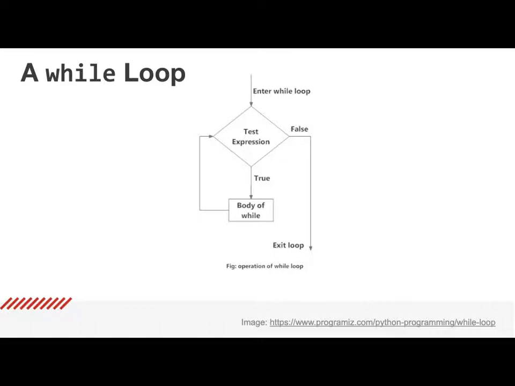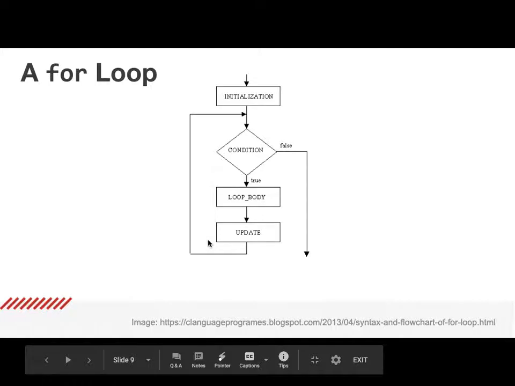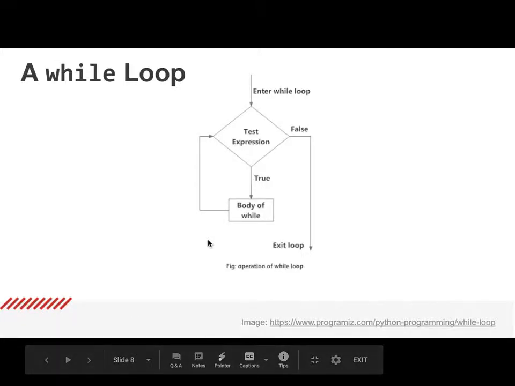So there are two types of loops you can build in JavaScript. The first one is called a while loop. The second one is called a for loop. Here we go. That's a for loop, and that's a while loop.